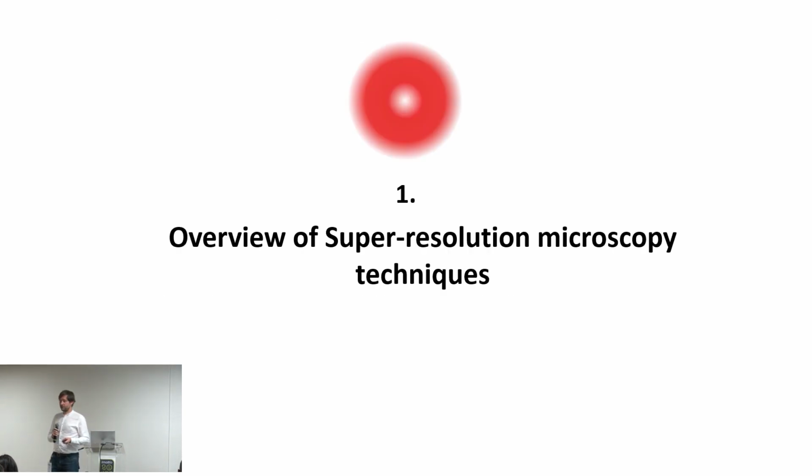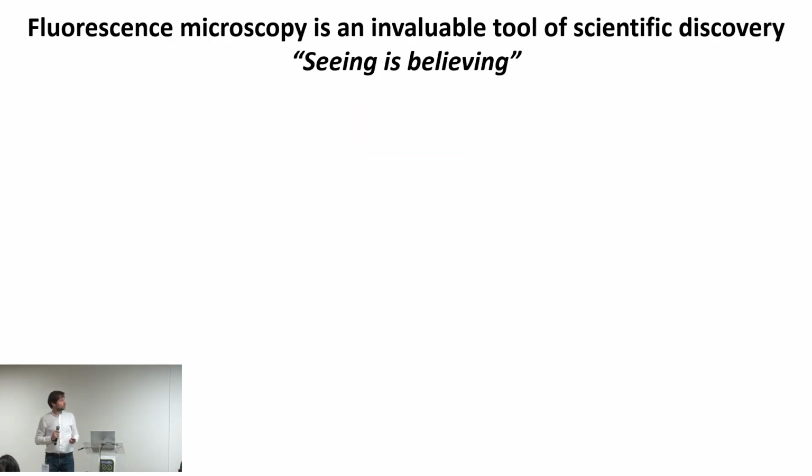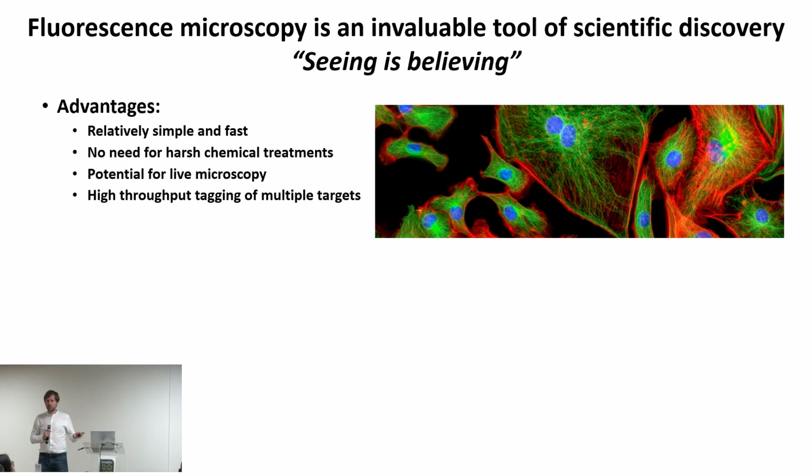So first, a little bit of an overview. I think this slide appears in quite a lot of talks: fluorescence microscopy is an amazing tool for scientific discovery. Seeing is believing. I mean, that's why we are here. There are multiple advantages to using fluorescence microscopy: relatively simple and fast, potential for live cell microscopy, high throughput.